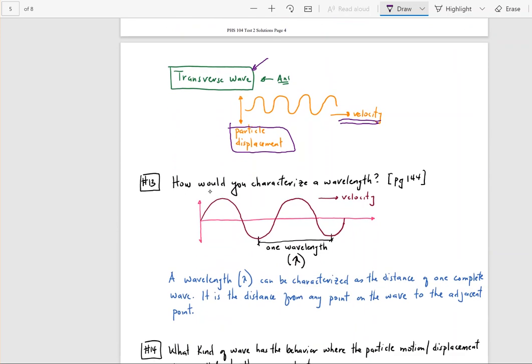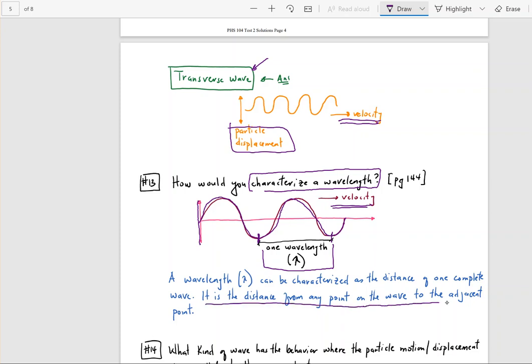Number 13 is asking us, how would you characterize a wavelength? You can see graphically here the velocity of the wave, and of course it's being characterized from one point to the same adjacent point on the next peak. Just keep in mind that this is how you define one wavelength of light. It's the distance from any point on the wave to the adjacent point, and it'll be from this point right here to this point right here.